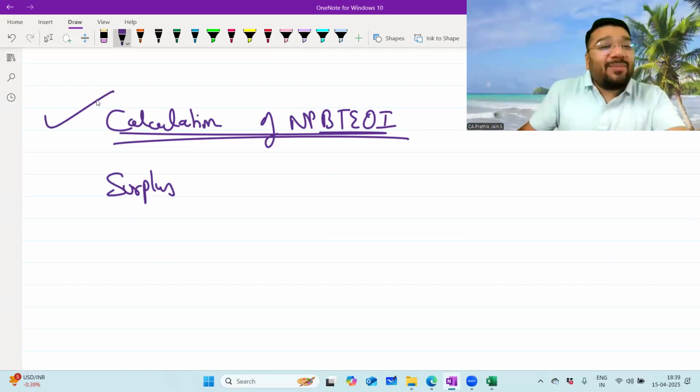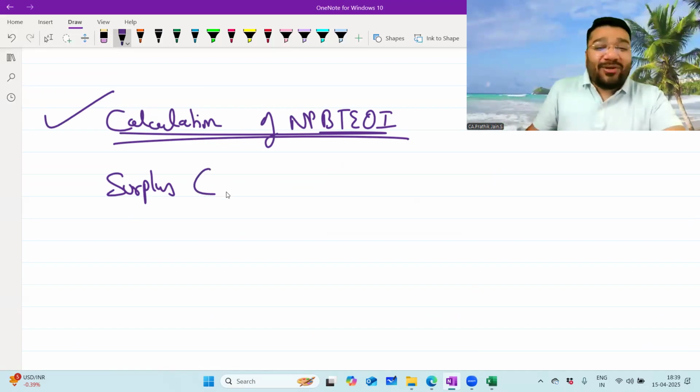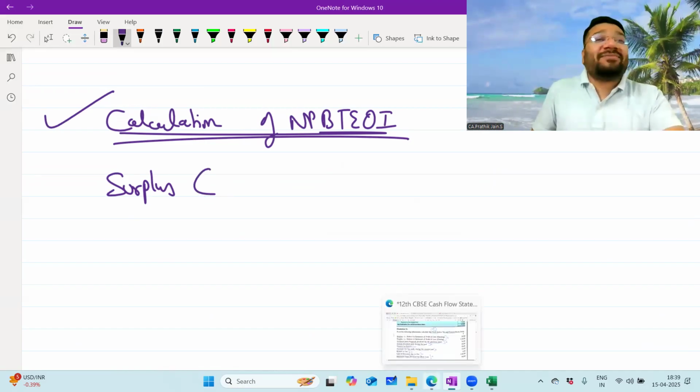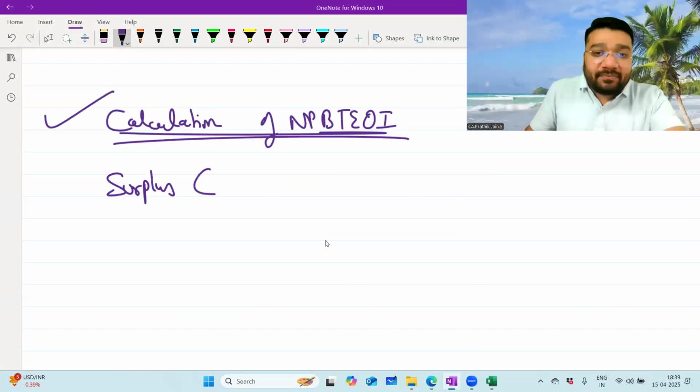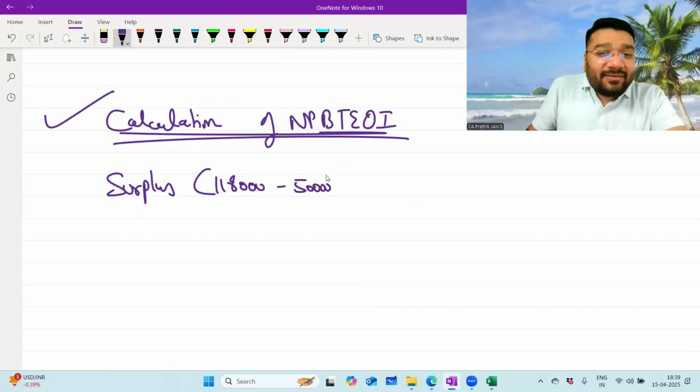In the calculation of net profit before tax and extraordinary item, how will the working note 1 come? Closing minus opening or opening minus closing? Closing minus opening. How much is closing balance? 118 minus 50,000. How much?